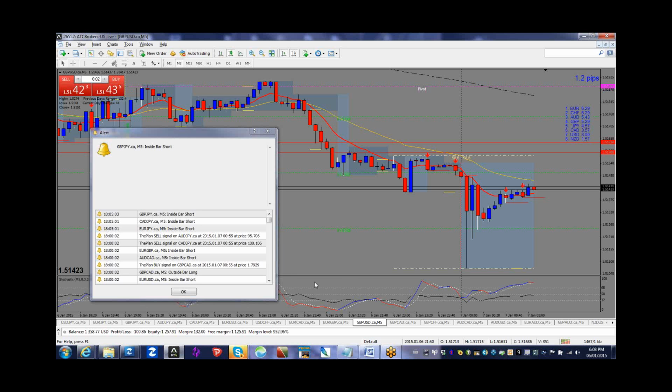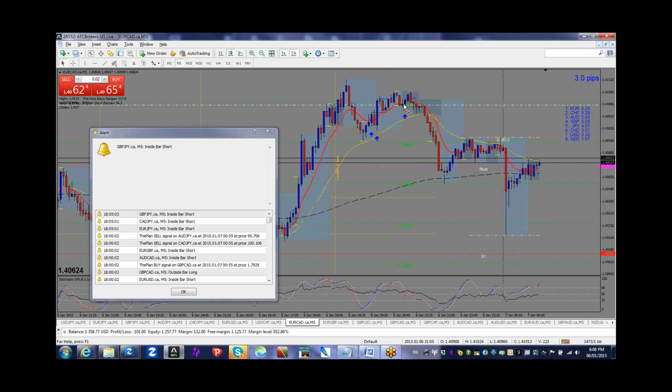You're not going to get a lot outside of that. You might get a 15 pip movement here over the next 2 hours. So if you want to sit in a trade forever, then that happens. I got stopped out on one here. I missed this whole move.